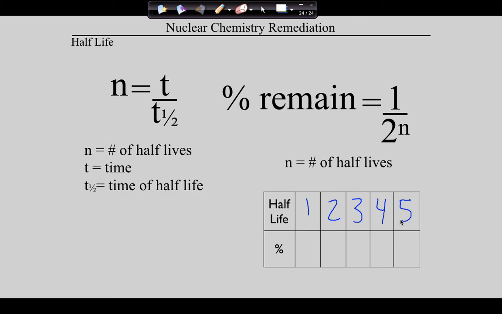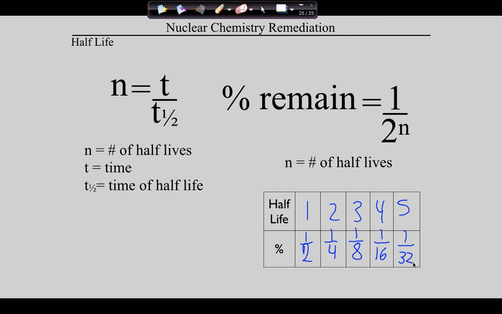So after 1 half-life, we will have 1/2. Let me clean that up. So 1, 2, 3, 4, 5. So after 1 half-life, we will have half of the sample, or 50% remaining. After 2 half-lives, we'll have 1/4, or 25%. After 3 half-lives, we will have 1/8, and then 1/16, and then 1/32, and so on.